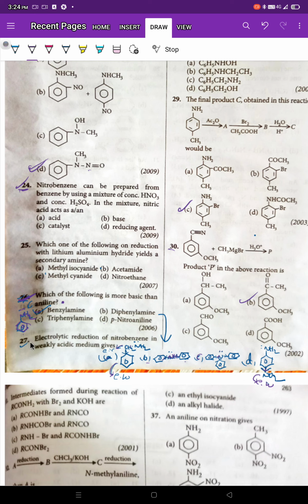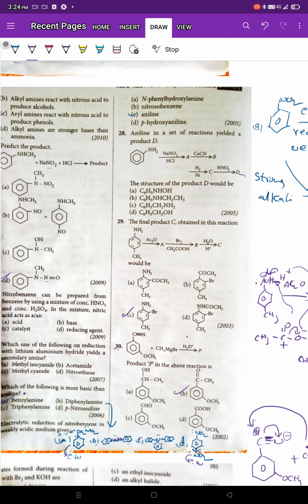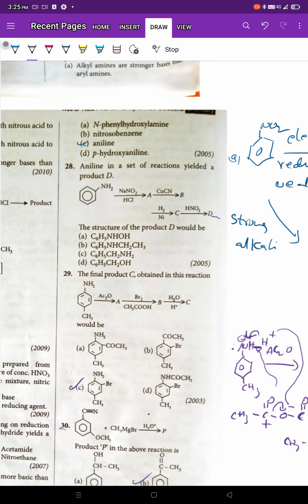What about the 27th question? Electrolytic reduction of nitrobenzene in weakly acidic medium gives. Let us focus on the answers: option A, N-phenyl hydroxylamine; option B, nitrosobenzene; option C, aniline; option D, para-hydroxyaniline. Let us see the answer.